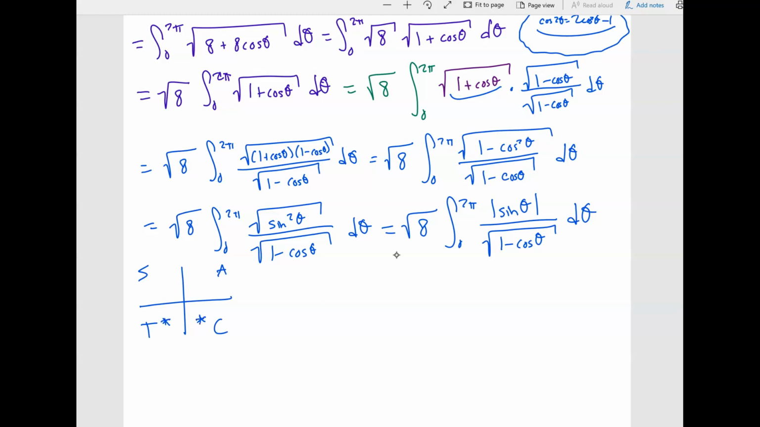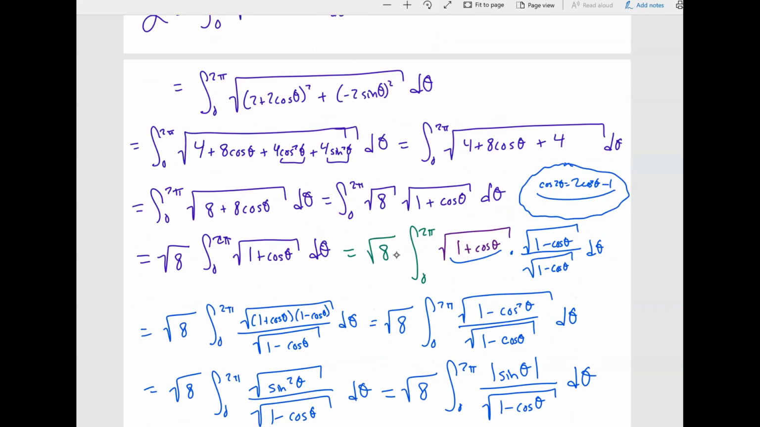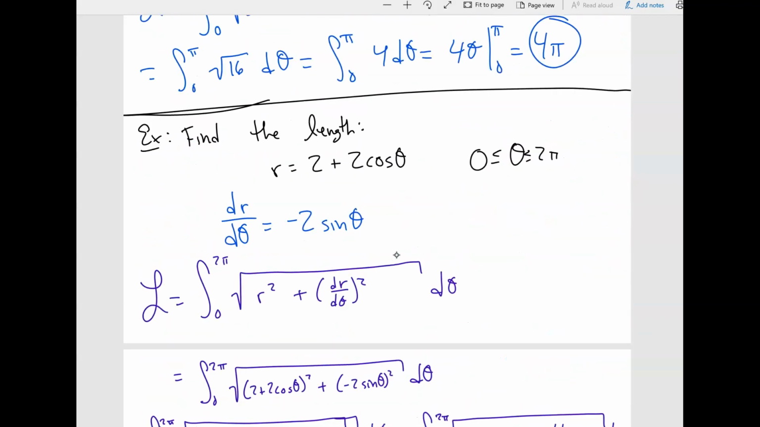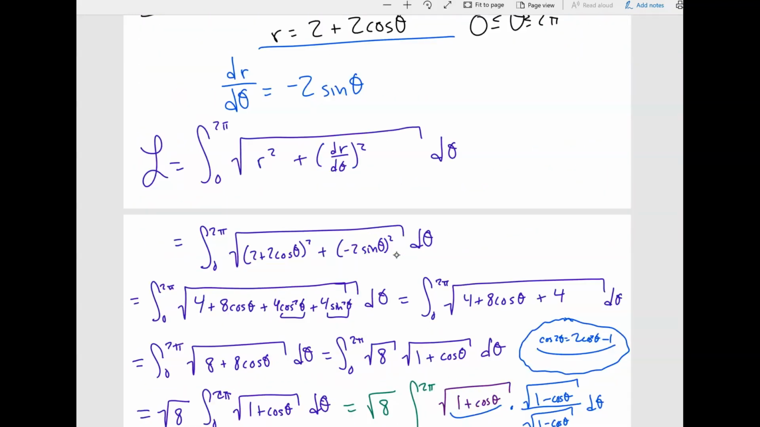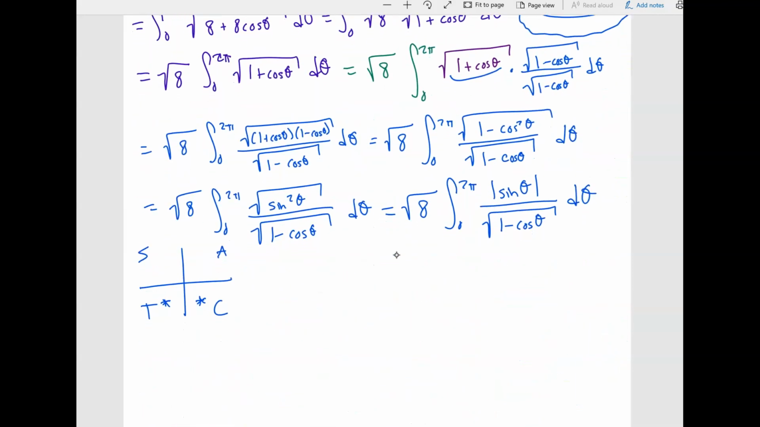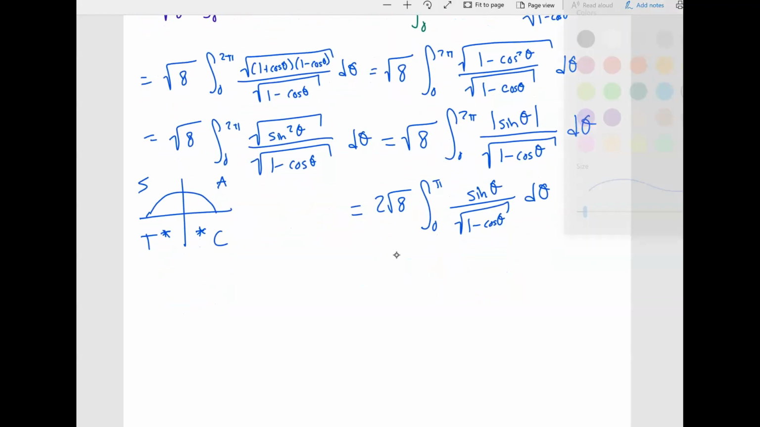So one way to think about it is, because we know that this is symmetrical, our beginning part is symmetrical, one thing that we can do is just do it from 0 to pi and then multiply the whole thing by 2. So 2 square root of 8 integral from 0 to pi, and then change this to a regular sine so that we can only take the positive side.